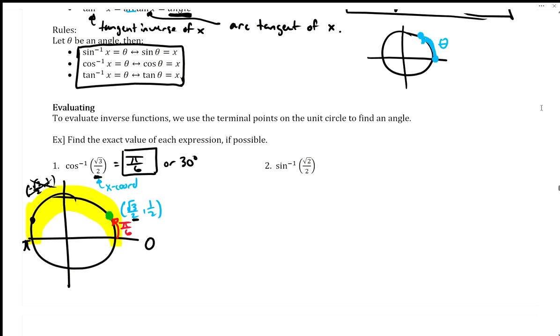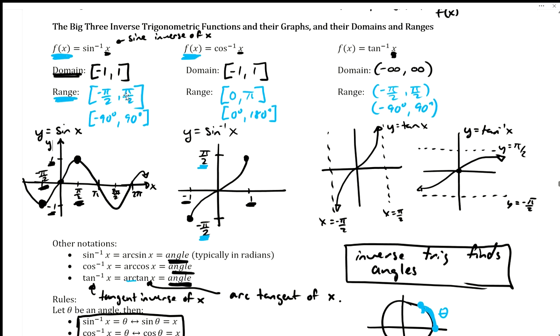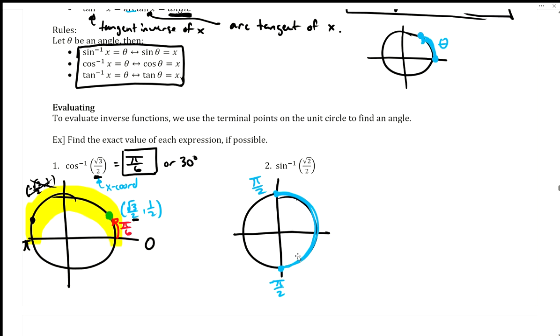All right, so sine inverse of radical 2 over 2. Again, let me mark this first in blue where our answer can be. So sine inverse must be between negative pi halves and positive pi halves. So nowhere else. Quadrant 4 and quadrant 1, but quadrant 4 would be negative angles. So I'm just converting the information for our range into the unit circle information.